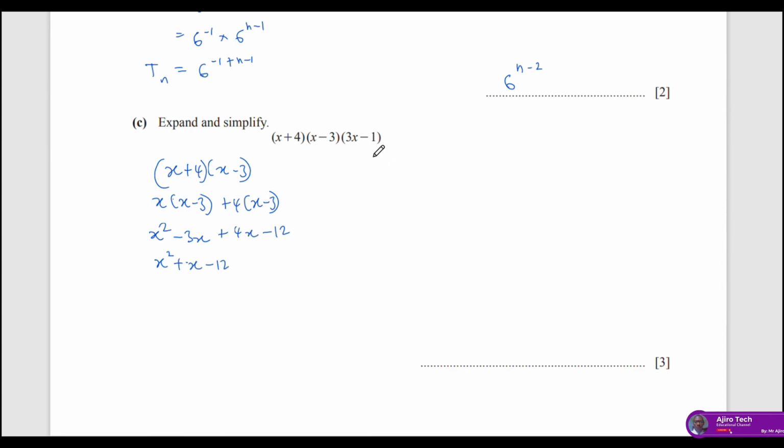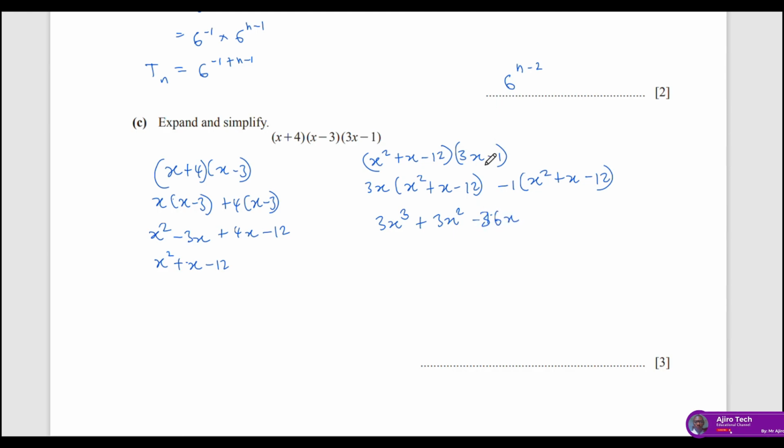So we're going to multiply x squared plus x minus 12 by 3x minus 1. You can do this over this: 3x into x squared plus x minus 12, then minus 1 into x squared plus x minus 12. Multiply this, you're going to get 3x cubed. This one will give you plus 3x squared. This will give us minus 12 minus 36x.